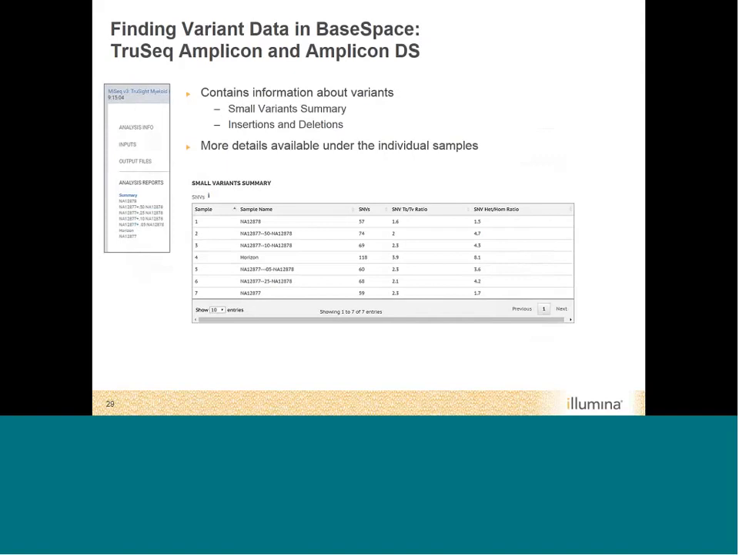Now for your variant data, again in the summary section you find just a summary layout for your small variants, also insertions and deletions, just as an overview of what kind of variants were identified in each of the samples and how many. And then if you'd like more details, you can go to the individual samples to dig a little bit deeper in your analysis.